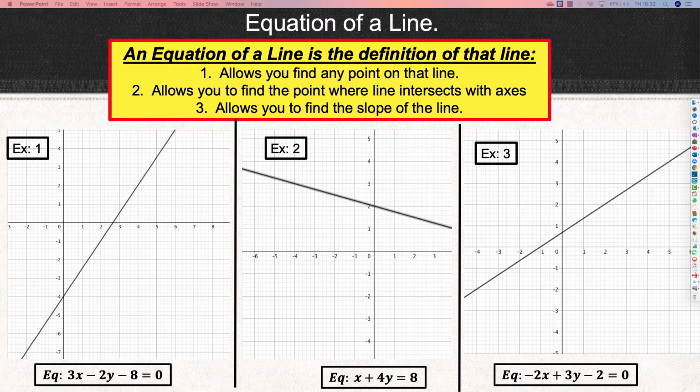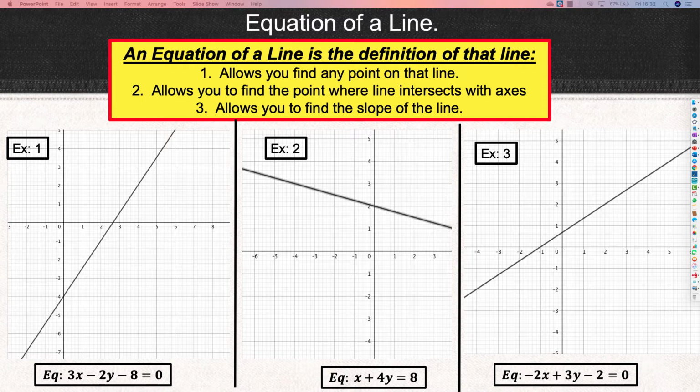For example, we have an equation of a line here, 3x minus 2y minus 8. The equation of a line here, x plus 4y equals 8. The equation of a line over here, minus 2x plus 3y minus 2. These are all different equations of lines. So, there are three different ways you can be asked to get the equation of the line.